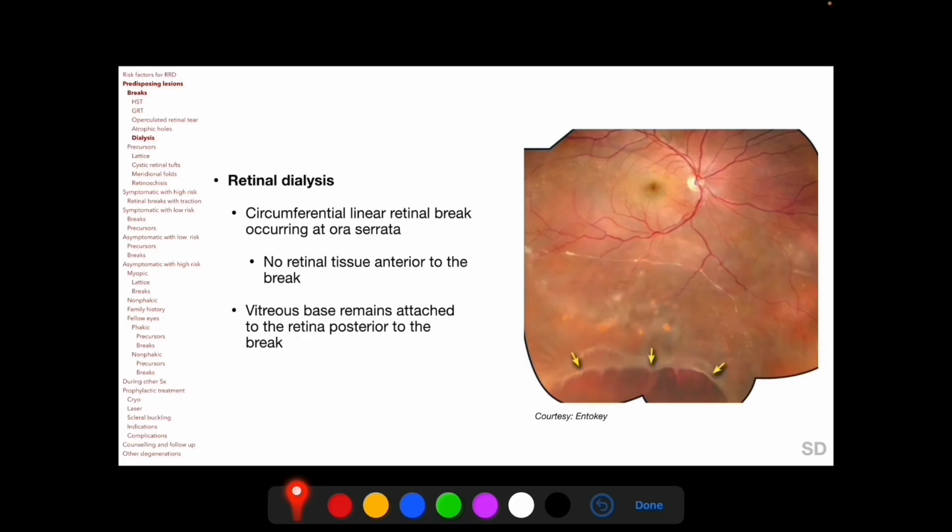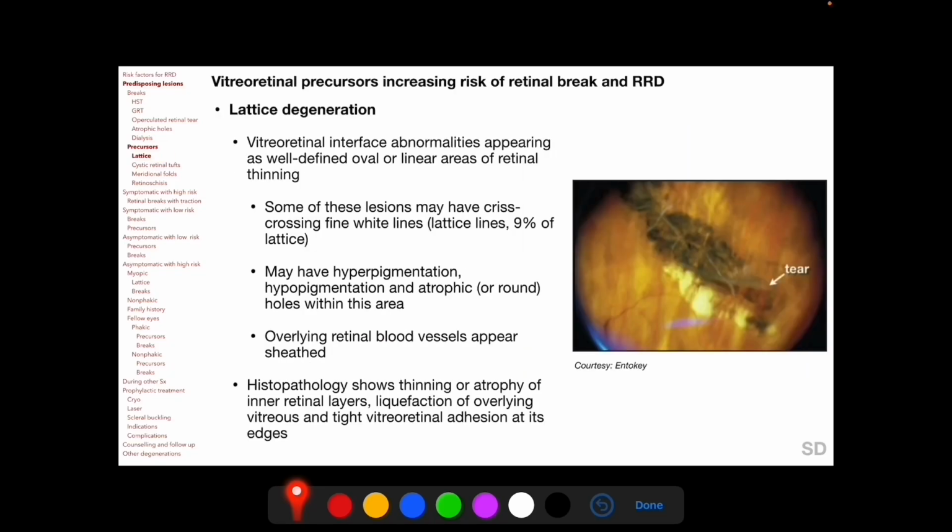Then we have the precursor lesions which increase the risk of retinal break and thus RRD, and these include lattice degeneration, cystic retinal tufts, meridional folds, and retinoschisis. There are other peripheral retinal degenerations, but they do not increase the risk of retinal break or RRD, and we'll be discussing them at the end of this session.